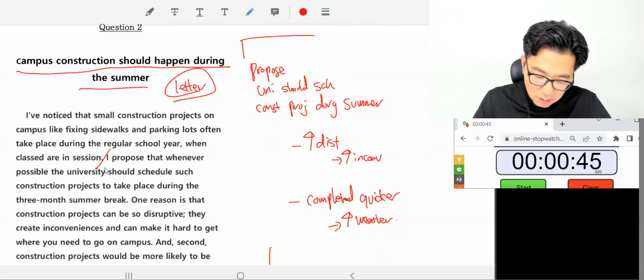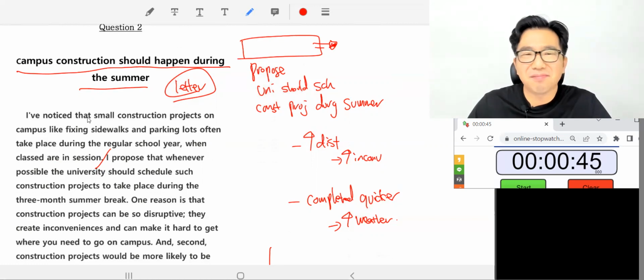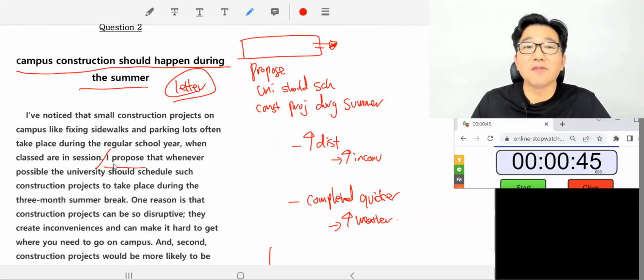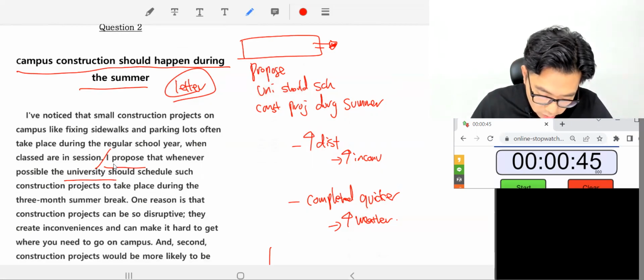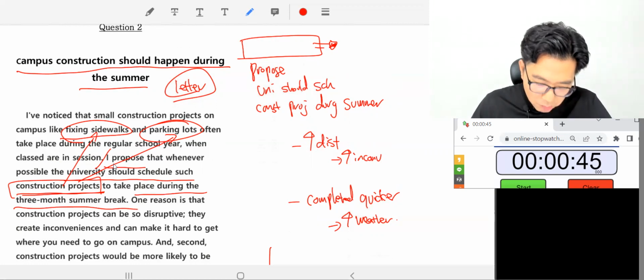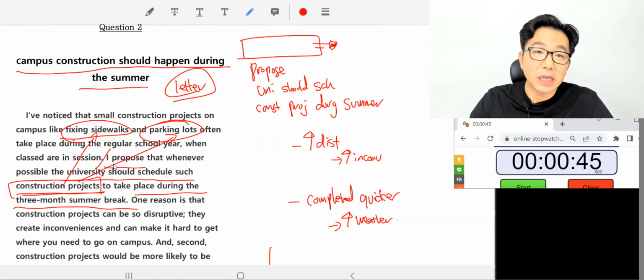So to be realistic, I didn't bother writing notes on what I thought was not important. I just understood and remembered, but this is the main idea. I propose, this is the reason for the letter, right? I propose that whenever possible, the university should schedule these kinds of construction projects, like fixing the sidewalk or fixing the parking lot, to take place during the 3-month summer break. So this is the main idea.